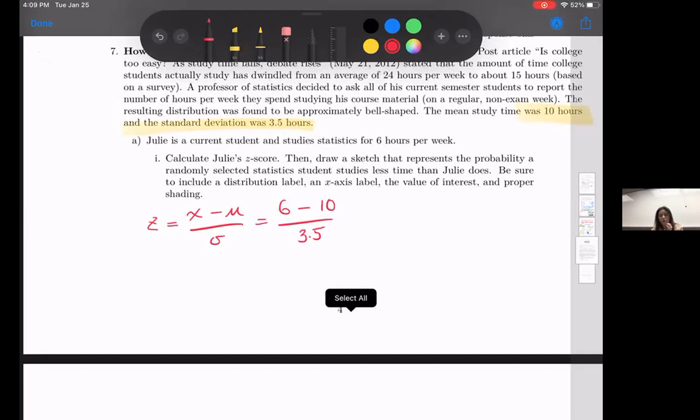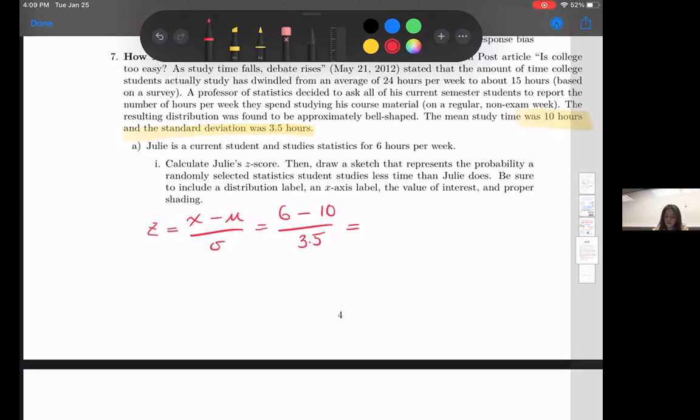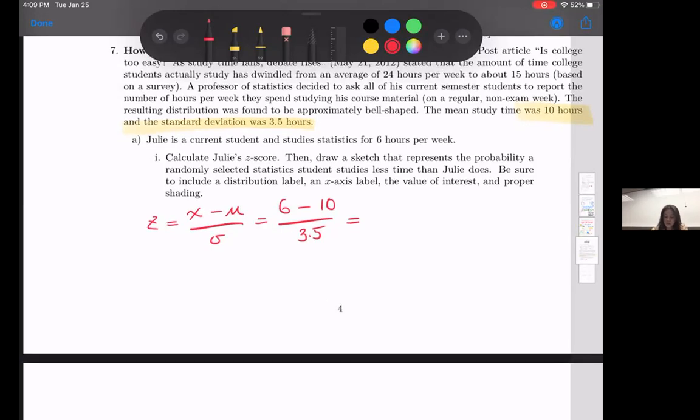If I don't give you the graph, you don't have to graph. You feel free to do so, but if I don't give you the graph, it's not part of your grade. You can graph, maybe better for your visualization. 6 minus 10 is negative 4, divided by 3.5. What's 4 divided by 3.5? Don't leave it like that because there's a fraction and a decimal inside it. Negative 1.14. Yeah, negative.